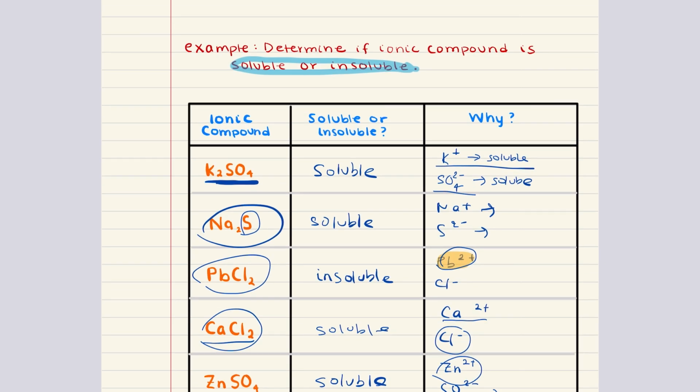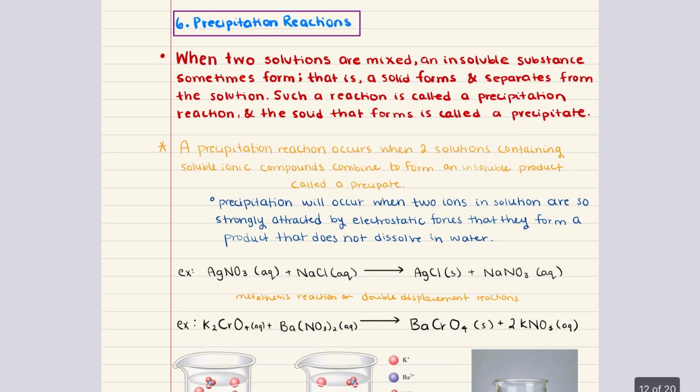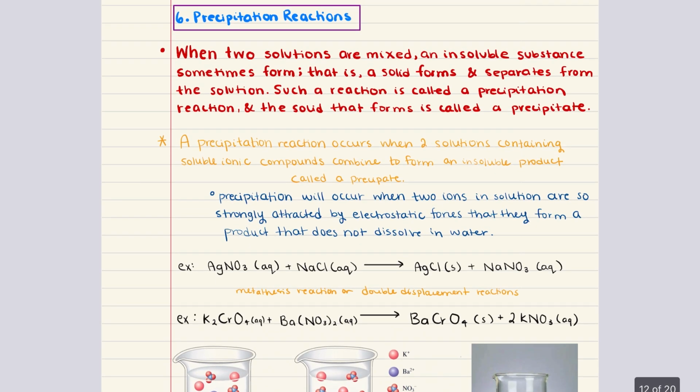And with that, we have completed our set of practice problems for acids and bases and our solubility rules. Now we're going to go ahead and move into Objective 6, which is all about precipitation reactions.